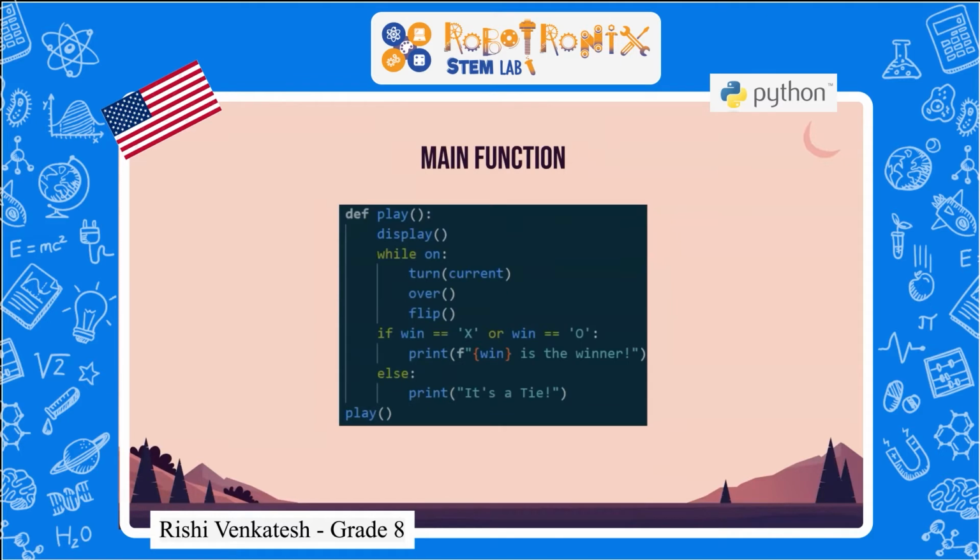And this is the main function. First we'll have a display function that displays the board, and then we have a while loop, and in there we're going to be swapping the players' turns. We're going to be checking if the game is over, and then we'll be flipping them. And then if a player wins, we're going to print that the player is the winner, or if there's a tie, we'll just print that there's a tie, and then we run the main function.